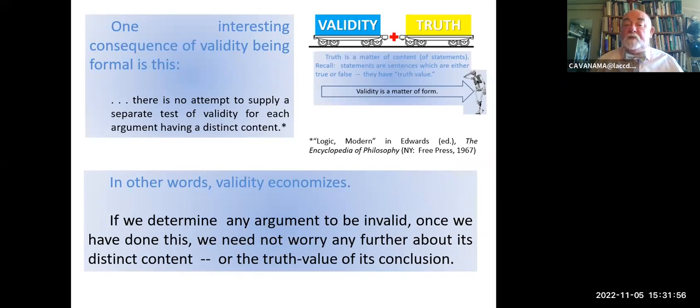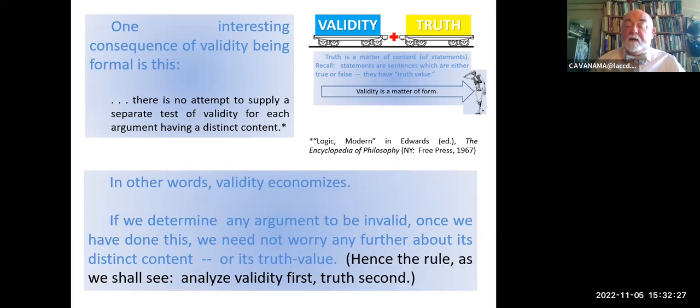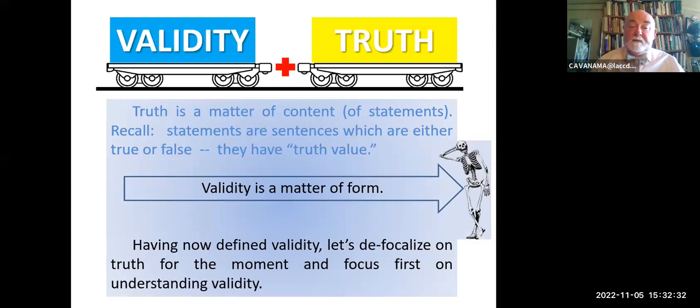If we determine an argument form to be invalid, once we've done this for any argument form whatsoever, we don't have to worry about the distinct content or the truth value of its conclusions. If an argument form is invalid, that's it, because we know that even if the premises are true, you're not guaranteed that the conclusion will be either true or false. So you don't have to analyze each and every single argument for content that you come across, as long as you understand the form and whether that form is either valid or invalid. And that's the first question. We have a rule down the road. We'll see. Analyze validity first and truth.